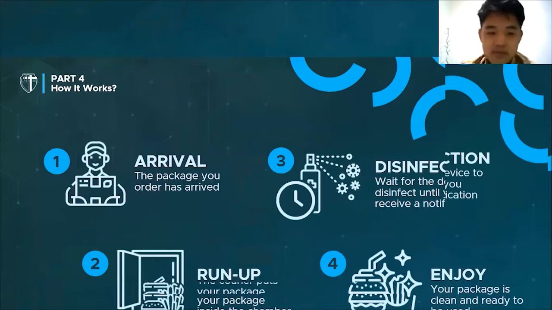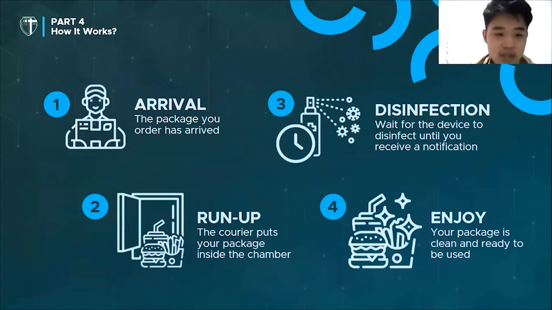This is a simple diagram to depict how the system works. First is arrival. Your order from the online shop will show that your driver has arrived. Second is drop-off. The courier puts your package inside the chamber. This way, you don't have to worry about the driver entering your house when you're at home. The chamber also works as storage outside your house to protect your package from rain and heat. Third is disinfection. We wait for the chamber to disinfect your order. You will receive a notification on your phone when it has finished. And last but not least, you can enjoy your clean and germ-free package.